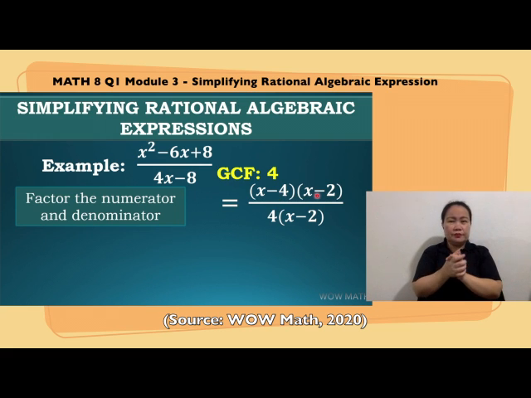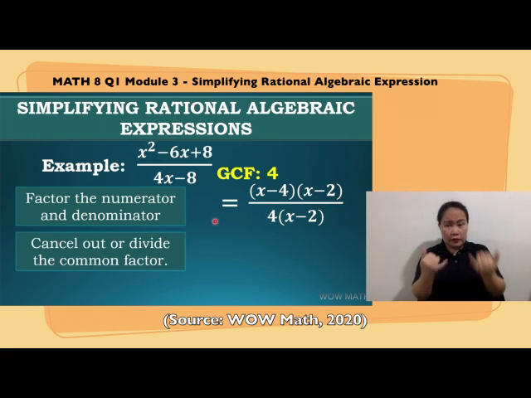If you have questions on how to factor general trinomials, pwede nyong balikan yung mga video tutorials natin. Meron tayo dito sa WowMath. And then, since the denominator is 4x minus 8 and the GCF is 4, we will have 4 times x minus 2. So this is 4 times x, that is 4x. And then 4 times negative 2, that is negative 8. So this is our factored form.